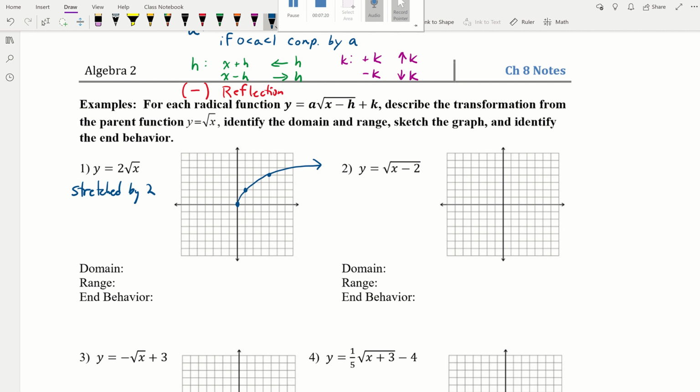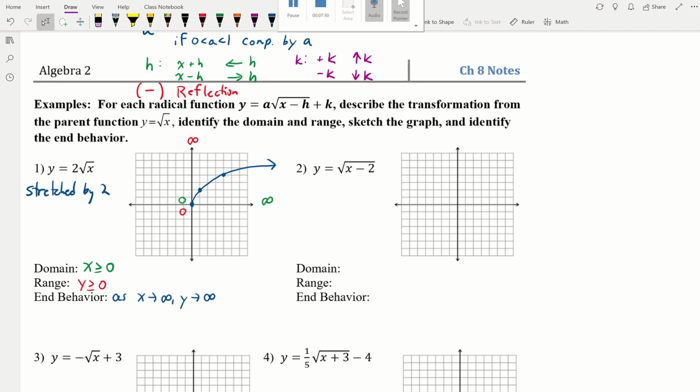Our domain will be x is greater than or equal to 0, because we're still starting at 0 going to infinity. Our range will be y is greater than or equal to 0, again because we're starting at 0, going to infinity. And then for the end behavior, as x is approaching infinity, y is approaching infinity, because as the graph goes right, it also goes up. All right, and that would be the graph for y equals 2 radical x.